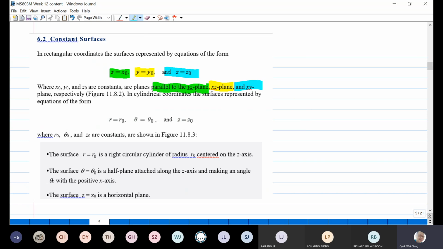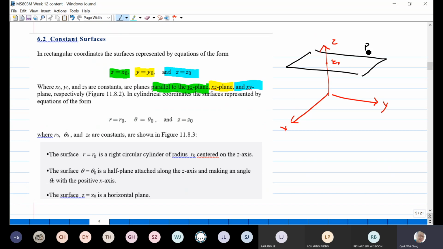Okay, so if you want to see the picture, just draw a picture here. Okay, x, y, z here. So when you have a plane z equals z0, somewhere is z0 here, and you draw a plane passing through z equals z0 here. So this plane is parallel to the xy plane. The xy plane is the plane below, right? Parallel to the xy plane, parallel below.